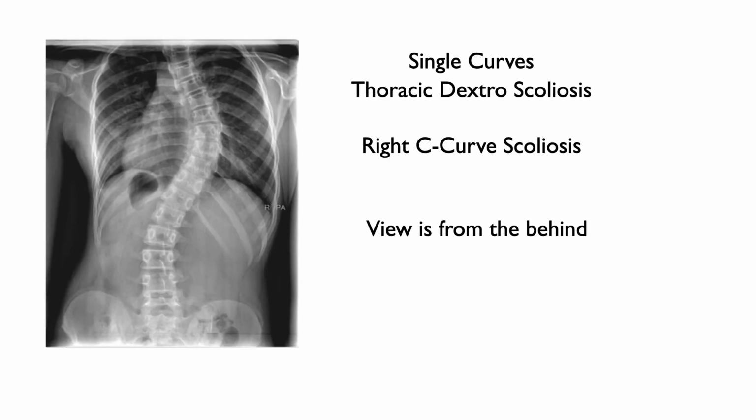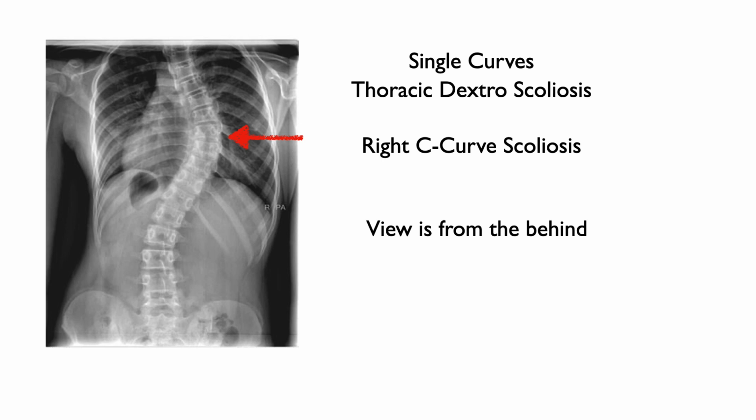All right, let's get to the curves and see what we can find here. So this is a single curve. We call it a thoracic dextro scoliosis, dextro meaning right. The curve is referred to by the side of the convexity, or the long side or the apex. They're all the same thing.